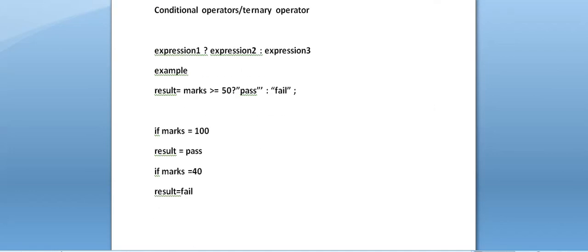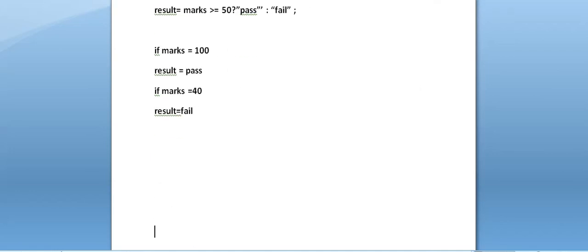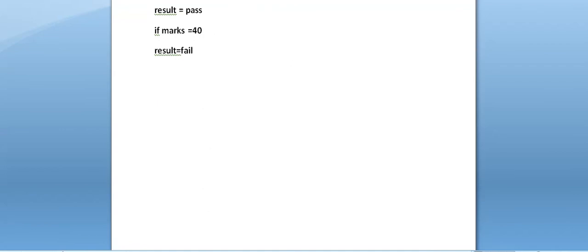Now we will understand about the new operator. Now, what is a new operator? The new operator is used to create the objects of a class and allocate memory to those objects. And how can we use this new operator? I'll tell you with the help of an example.